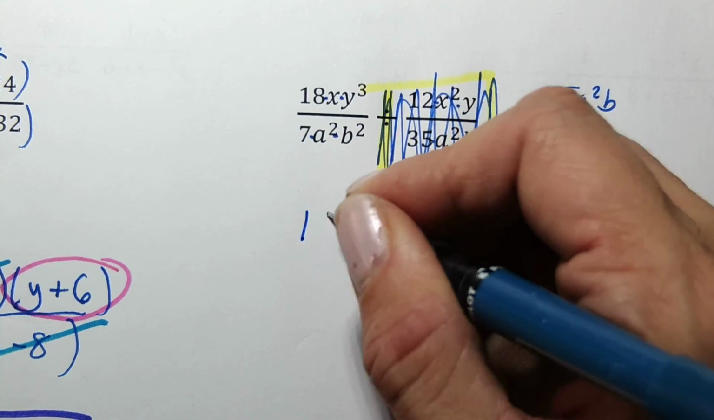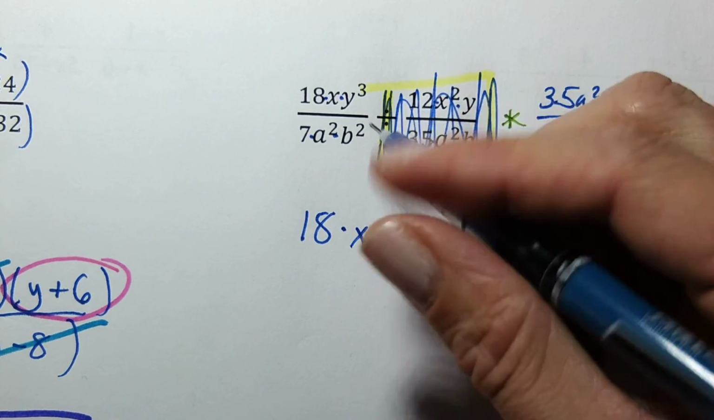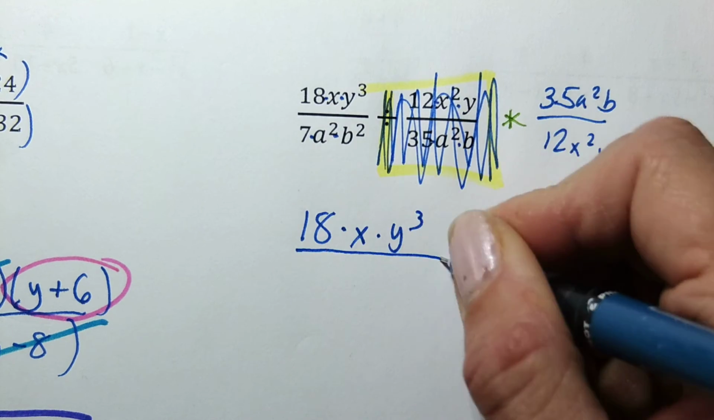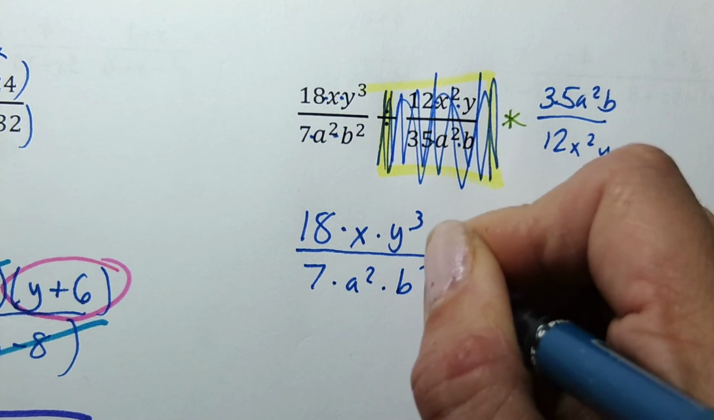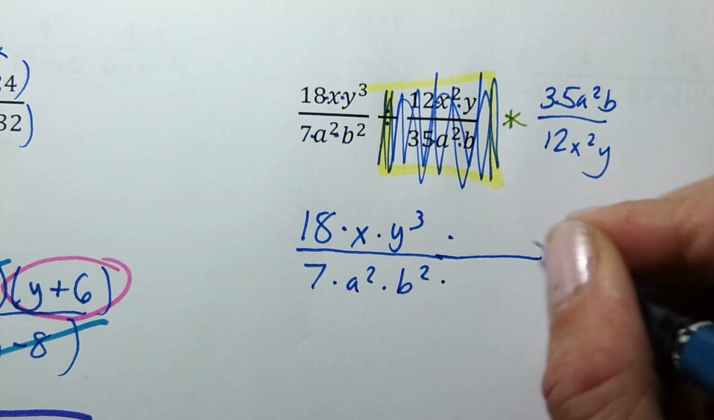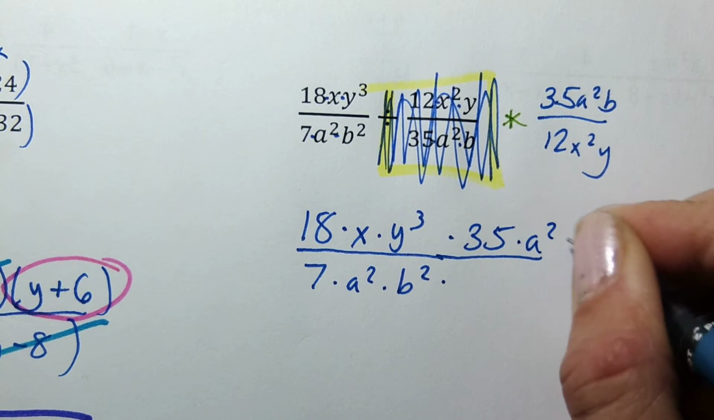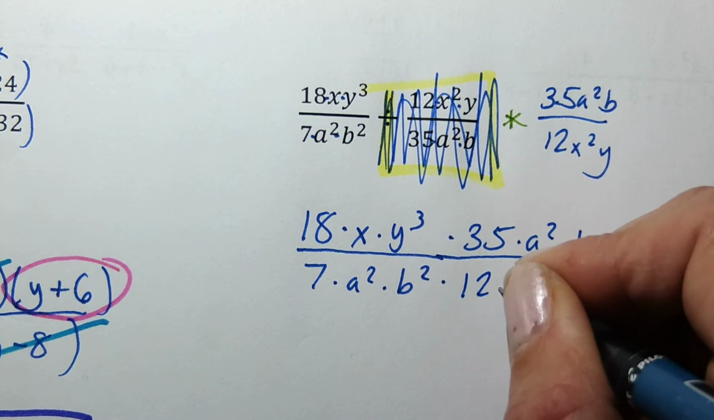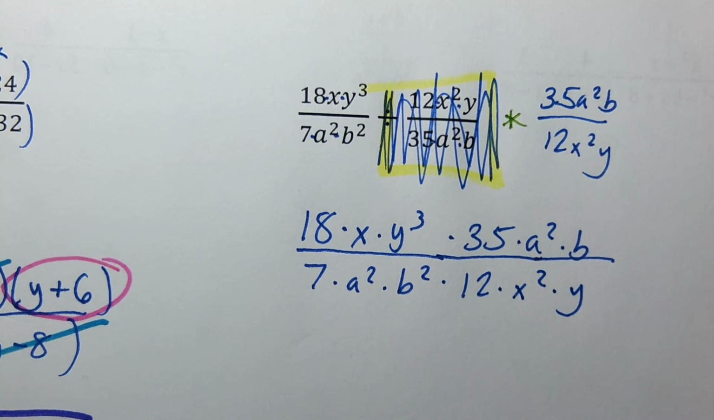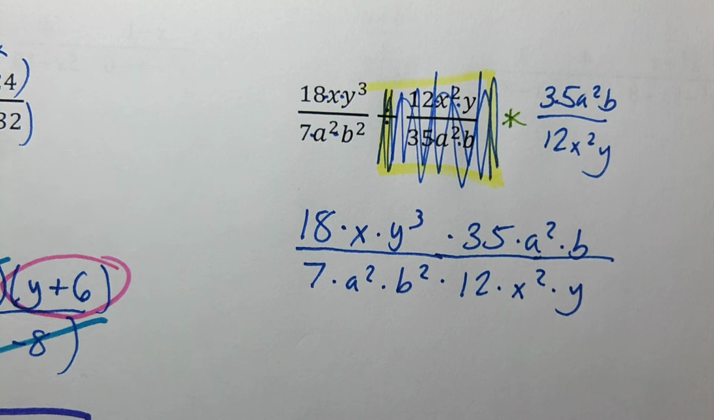So let's go ahead and write these as one fraction. I've got 18 times x times y cubed over 7 times a squared times b squared times 35 times a squared times b times 12 squared y. So I wrote all those dots in there to show this is all multiplication. So this is factored form for the top. And yeah, we could break it down more. I could break down the 35 into 7 and 5, the 12 into 3 and 2 and 2. But let's just see if we can use our old rules from the last unit to simplify.